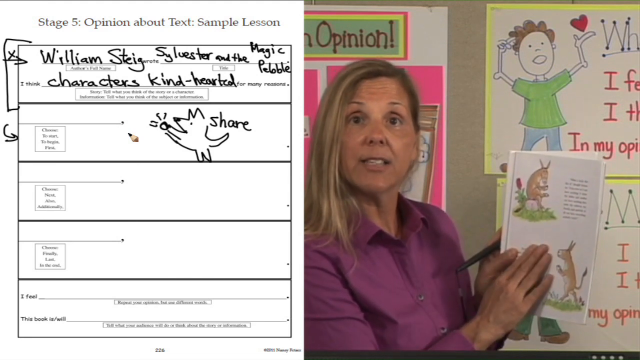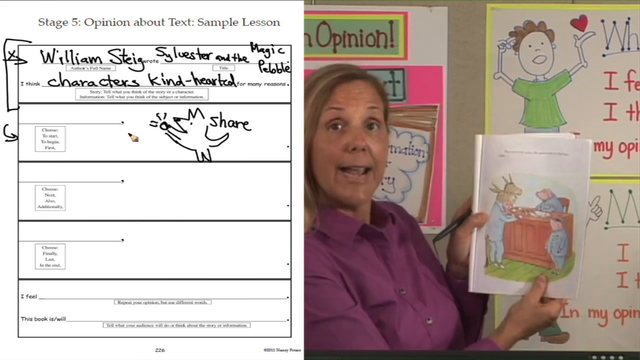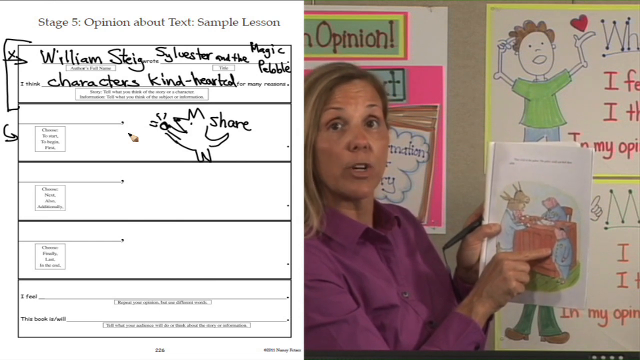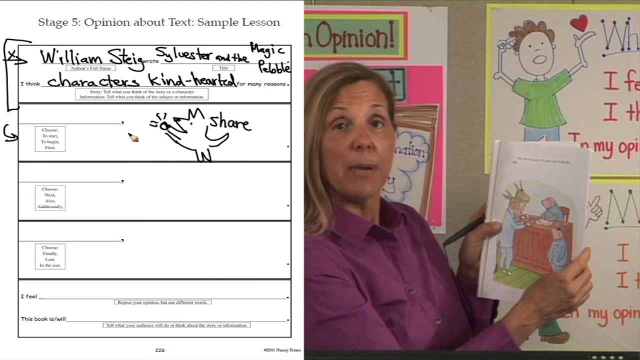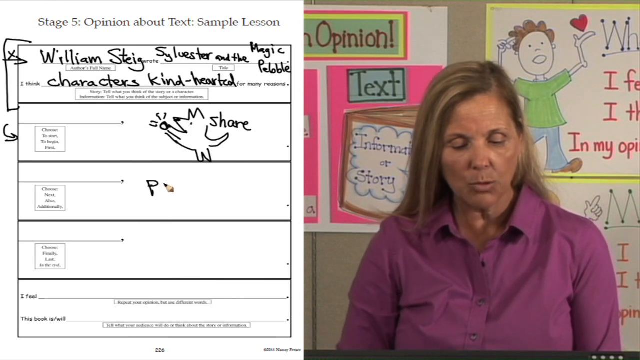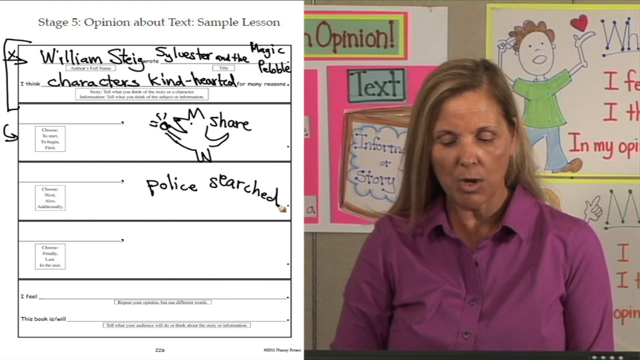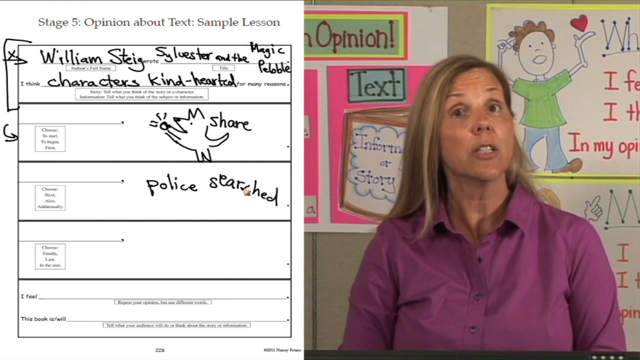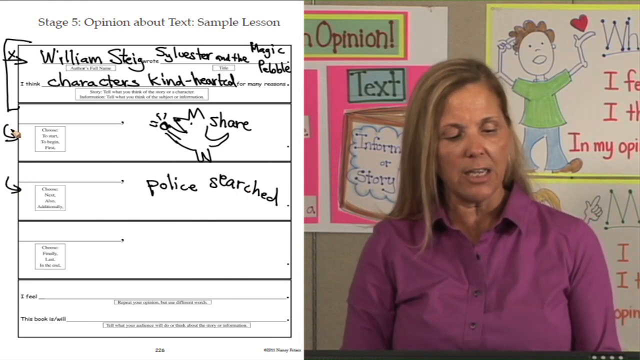Let's find some more evidence that we found to show that some characters were kind-hearted and caring. The next page was when the police were very upset because they were looking for Sylvester and they couldn't find him. So they were caring because they were upset and they couldn't find Sylvester. So we show, here's the police. We'll just write the word police. They searched for Sylvester because they were caring and they were worried about him. So I'm just writing a couple of keywords there. Police searched for Sylvester, but couldn't find him.